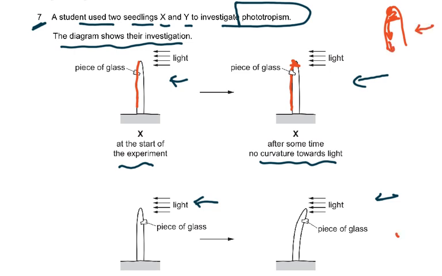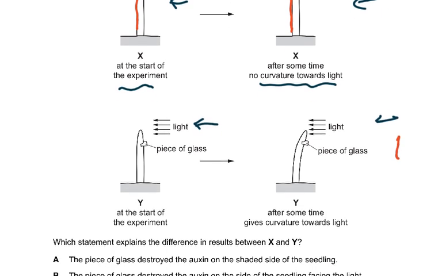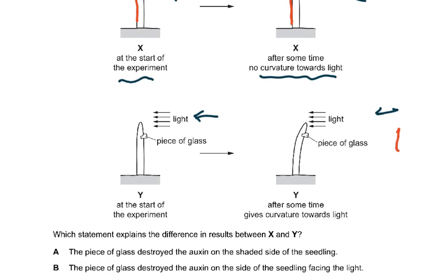Now, in the other two diagrams that they've given you, light is on this side, but there's a piece of glass on the side towards the light, and then there's a piece of glass on this side. And then we see that it has curved towards light.